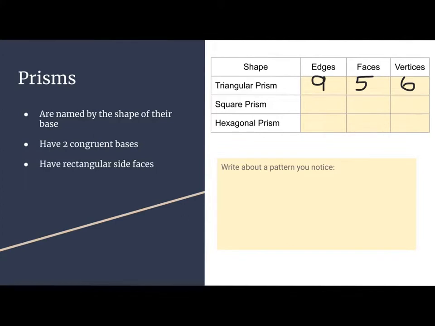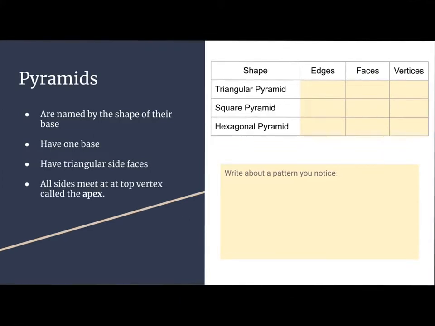Let's see what else we have in store. Now let's take a look at some pyramids and see if we can figure out what sort of things are the same and what sort of things are different between prisms and pyramids. So here's your pyramid note slide. Let's learn about what all pyramids have in common. All pyramids are named by the shape of their base. They have one base, and their side faces are triangular. And all of their sides meet up to a top vertex, which has a special name called the apex.